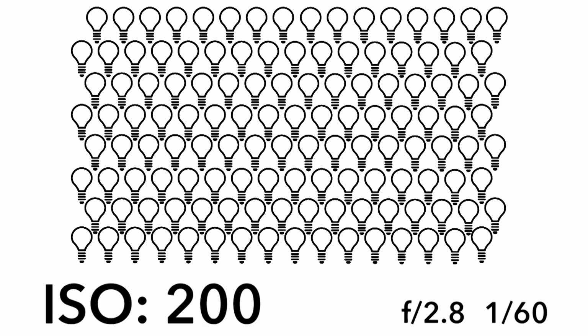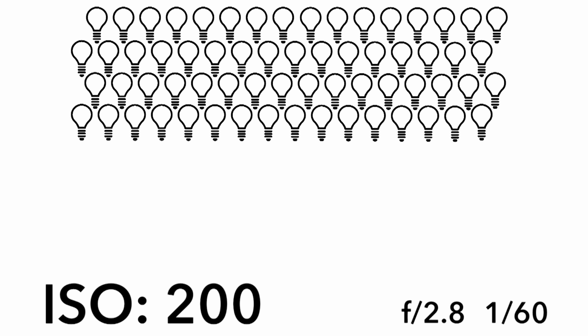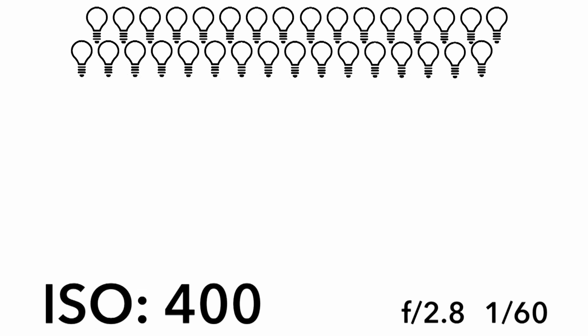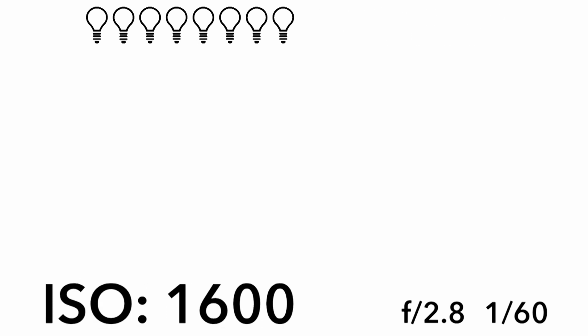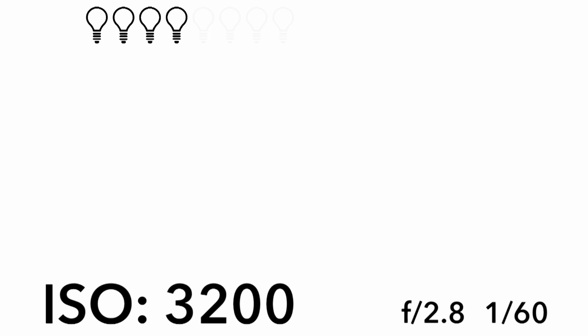At ISO 200, we could get the same result with only 64 light bulbs. At ISO 400, we'd only need 32 light bulbs. At ISO 800, that number would fall to 16 lights. Each time we double our ISO value, we only need half as much light. So ISO 1600 would only need 8 lights. If we double our ISO again, we can halve the amount of light that we need. ISO 3200, 4 lights. ISO 6400, 2 lights.